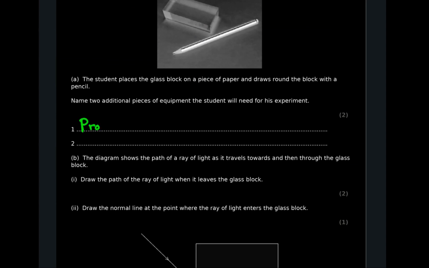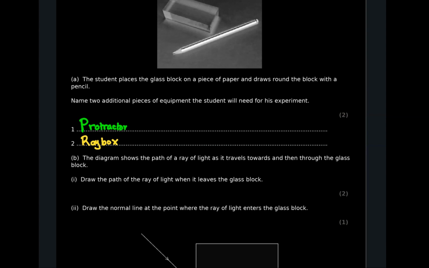We are told to name two additional pieces of instrument or equipment the student needs for this particular experiment. The student wanted to study refraction. So instruments that are required for refraction are the glass block, a pencil, and also a protractor, whose purpose is to measure the angles, and a ray box. A ray box will be acting as a source of light.